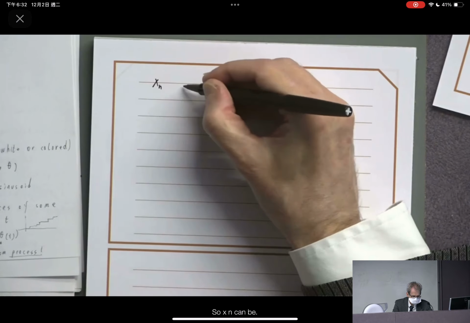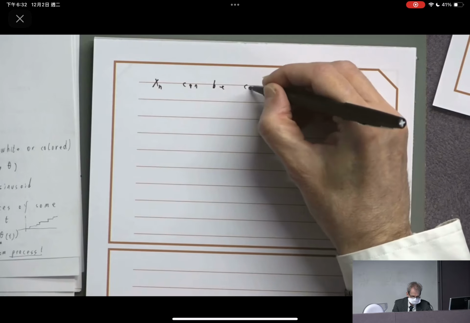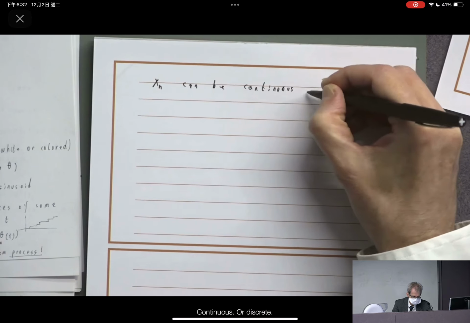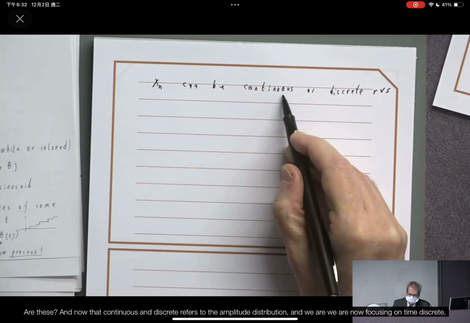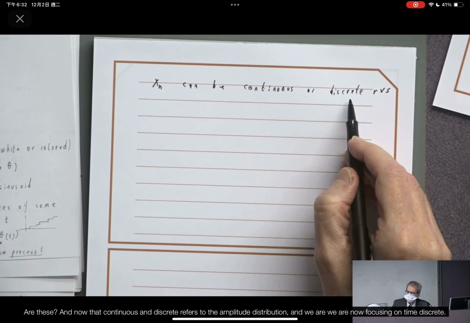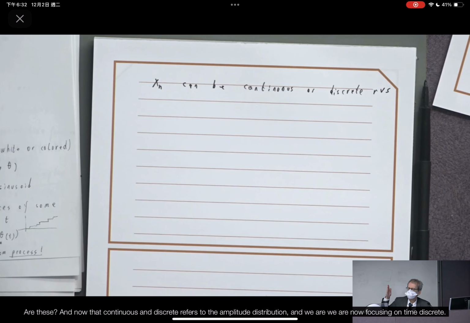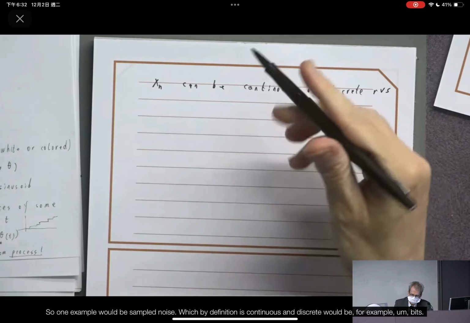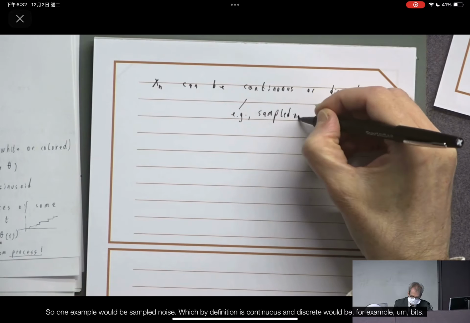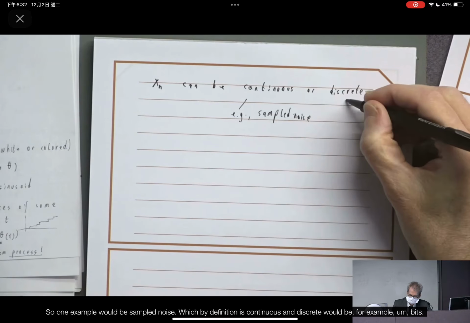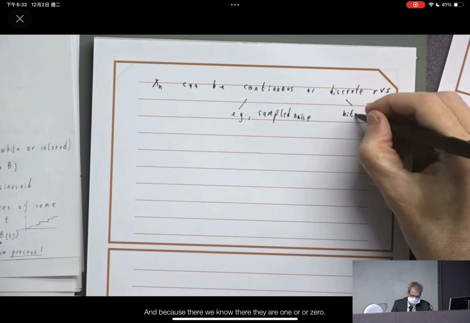So Xn can be continuous or discrete RVs. And now continuous and discrete refers to their amplitude distribution. Right? We are now focusing on time discrete, so we're looking only at particular samples. But for a particular sample, we can still have a continuous probability density function of the realizations. So one example would be sampled noise, which by definition is continuous. And discrete would be, for example, bits, because there we know they are 1 or 0.